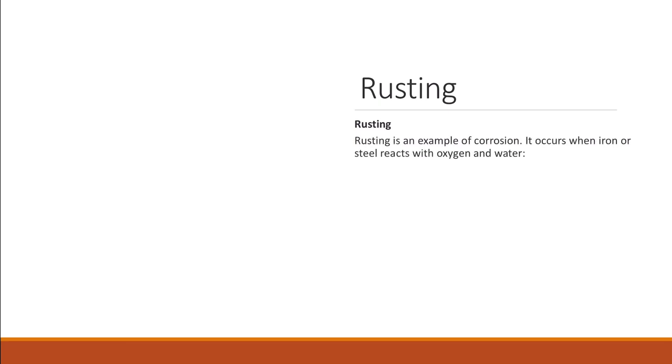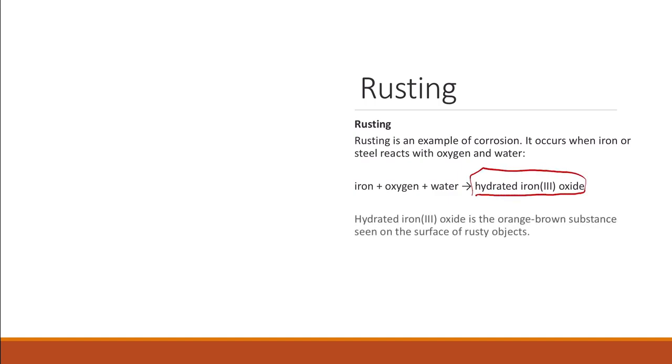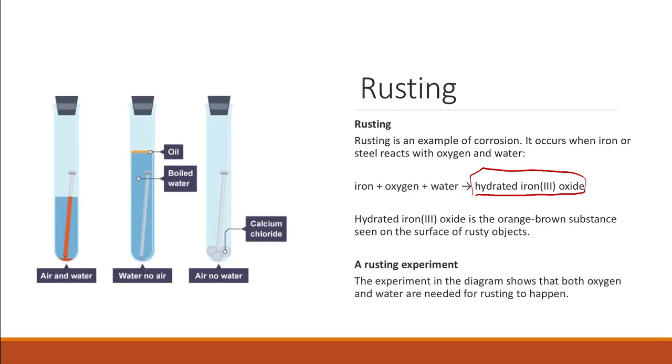Rusting is an example of corrosion. It occurs when iron or steel reacts with oxygen and water. So rusting is not just a reaction between iron and oxygen, it's iron, oxygen and water to give you hydrated iron oxide. So this is rusting. And this is a rusting experiment which shows the effect of both oxygen and water. Both of these are needed for rusting.